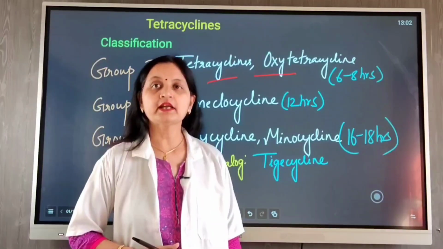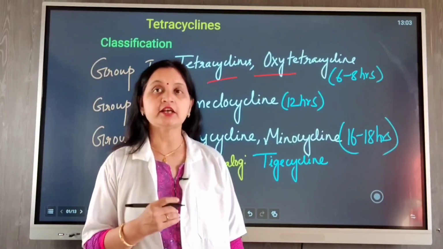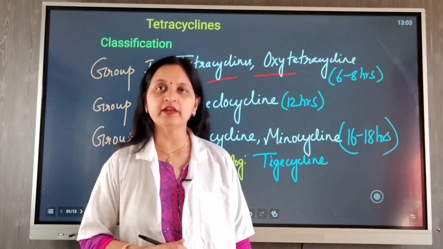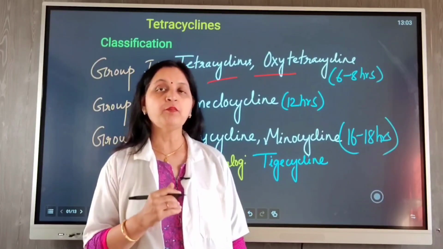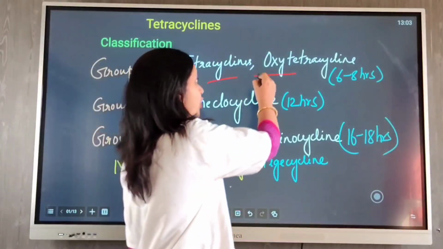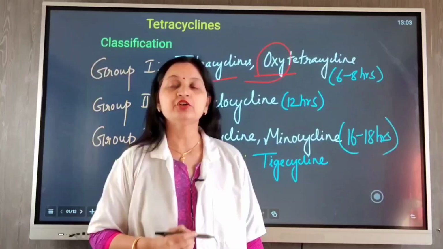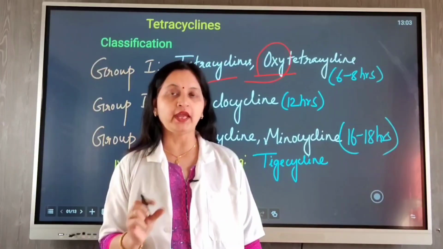So let's start with the classification of tetracyclines. Tetracyclines can be classified into three groups according to the duration of action. Group 1 includes tetracycline, oxytetracycline and chlortetracycline. It has a duration of action of 6 to 8 hours.